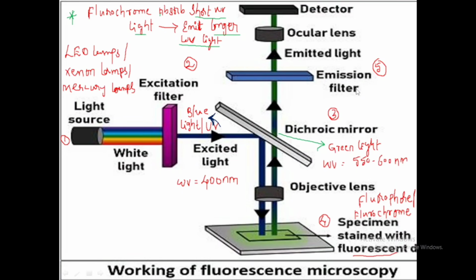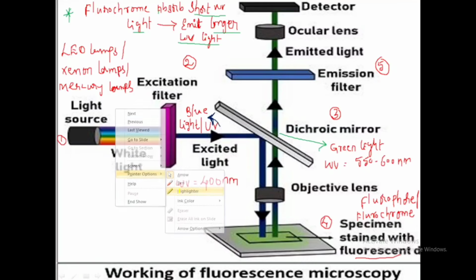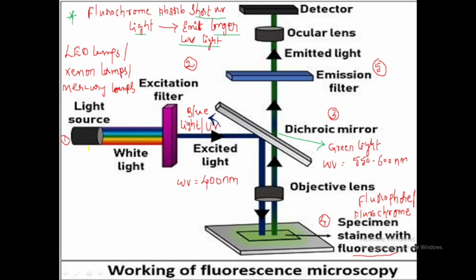The fifth part is the emission filter. The emission filter passes the emitted light. So these different parts are present in the fluorescence microscope. Now let us see the working principle of the fluorescence microscope.